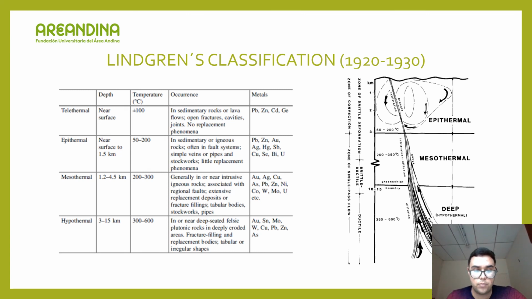Hypothermal: depths 3 to 16 kilometers and temperatures 300 to 600 degrees. Occurrence: in or near deep-seated felsic plutonic rocks in deeply eroded areas, fracture fillings or replacement bodies, tabular and irregular shapes. Metals: copper, lead, zinc, silver, ore, gold. That's it. Okay, thank you.